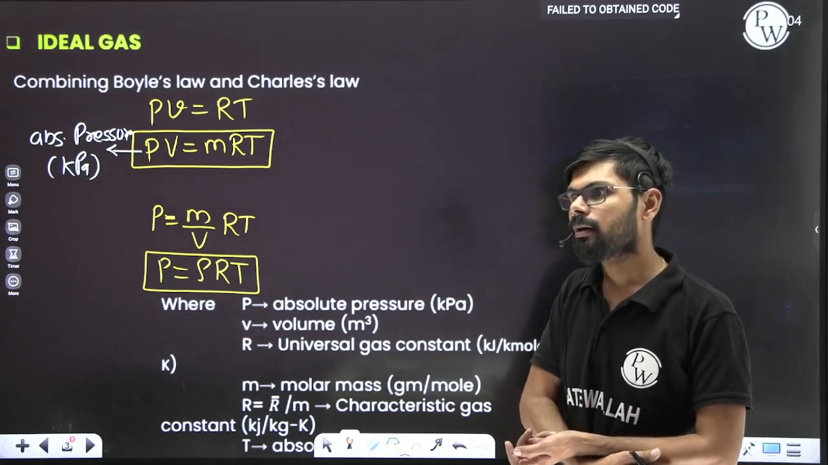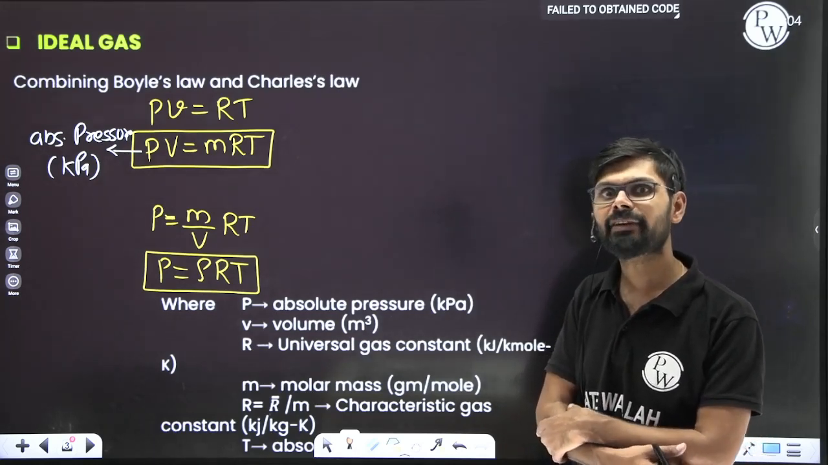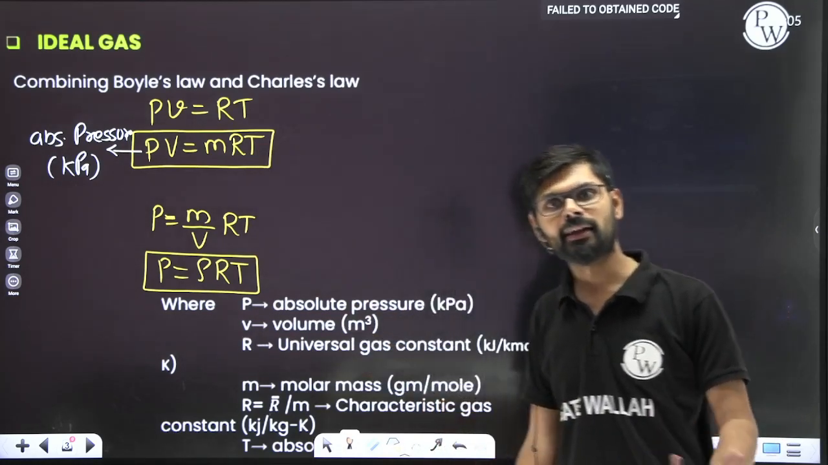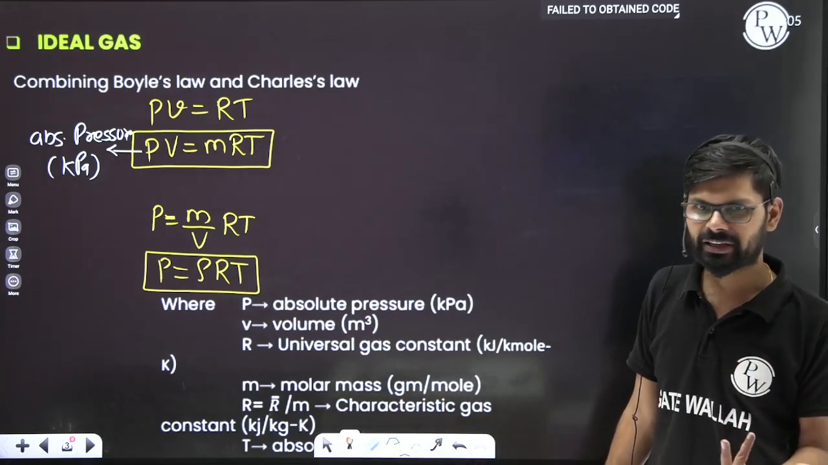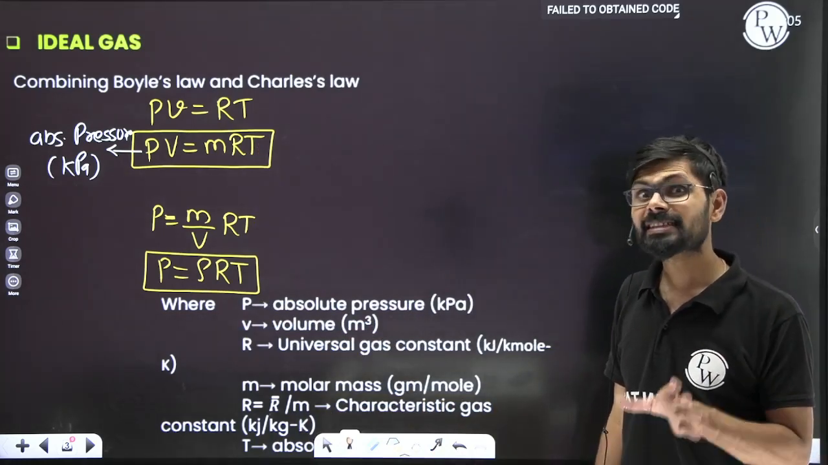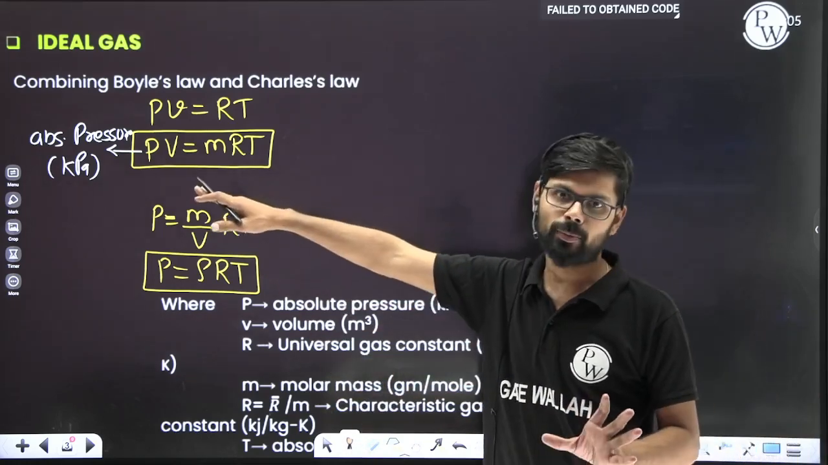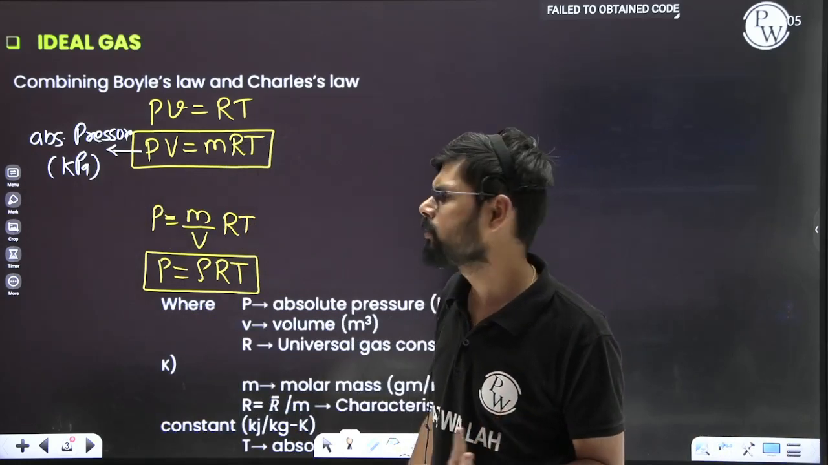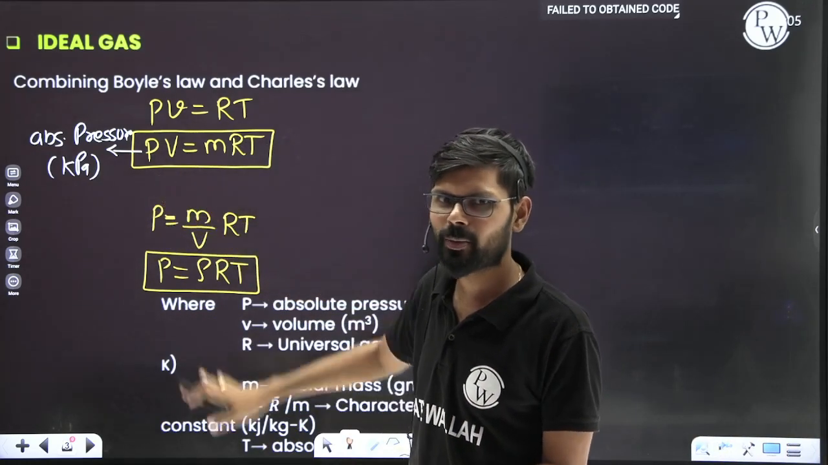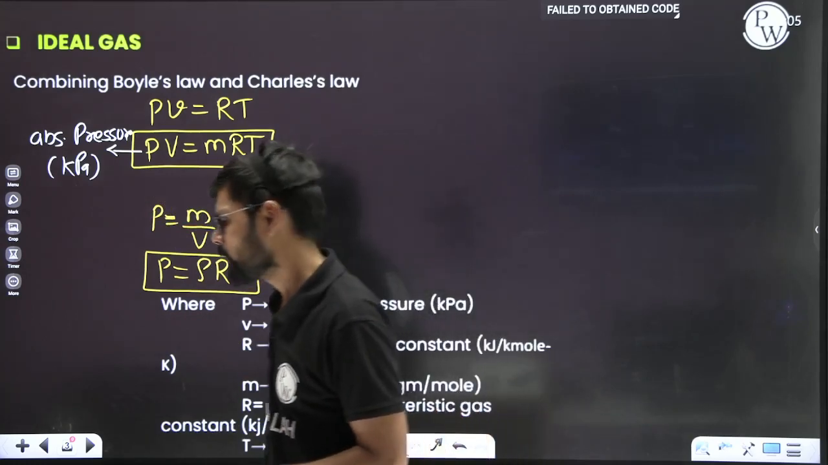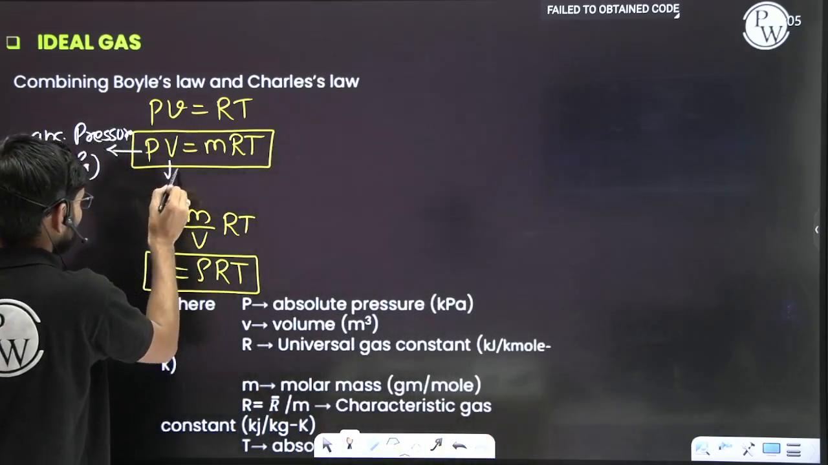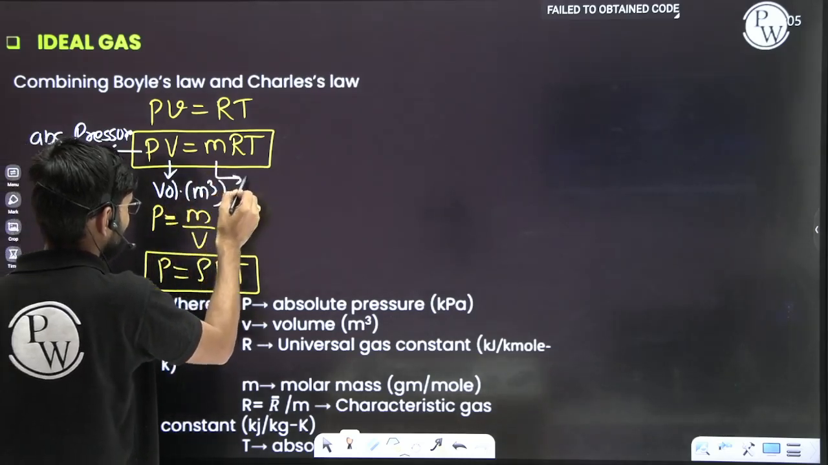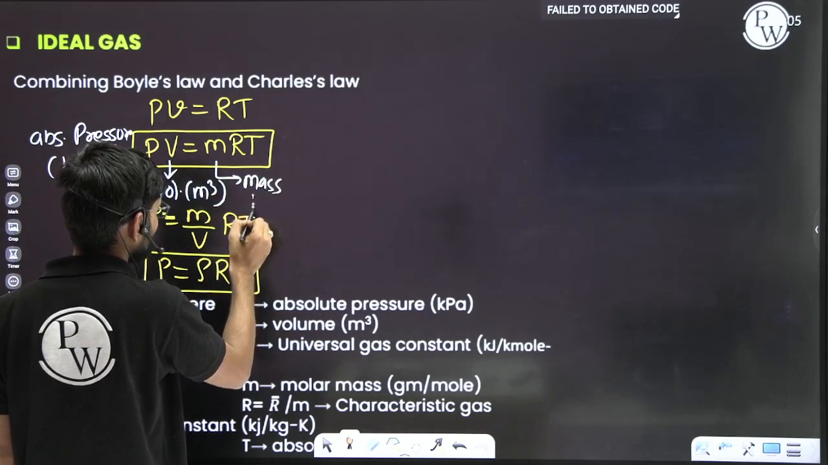Whatever units are generally given in the question, that is in form of Pascal, and R values are also defined for kilojoule per kg Kelvin actually, right? So it is convenient to remember kilopascal. Always try to put this value in kilopascal. In 99.9% of problems, they will give you the value of pressure in kilopascal only, because Pascal is very, very small. Okay. Then V is basically volume. Volume is in meter cube obviously. Then M is mass, that is obviously in kg, right?